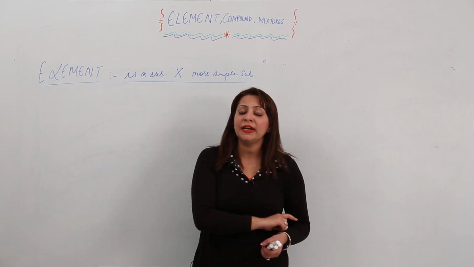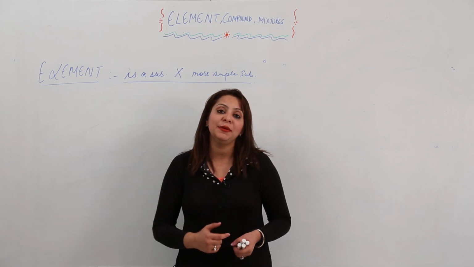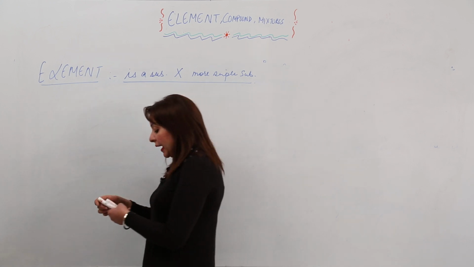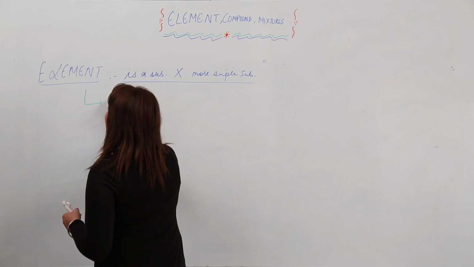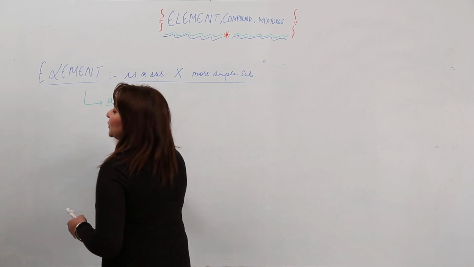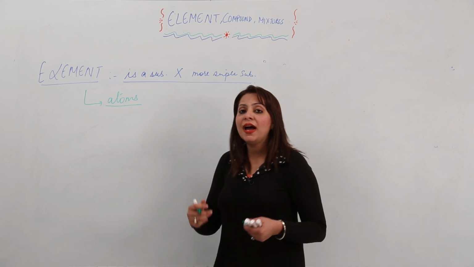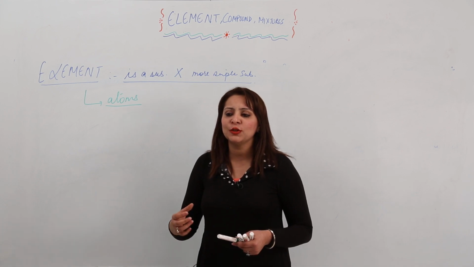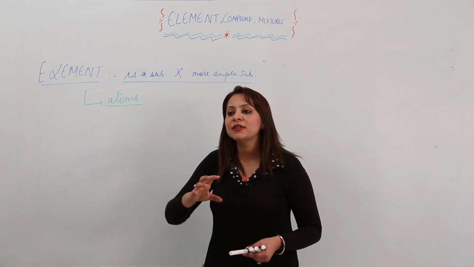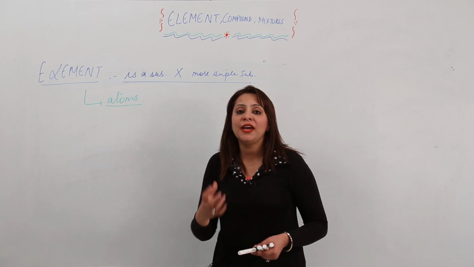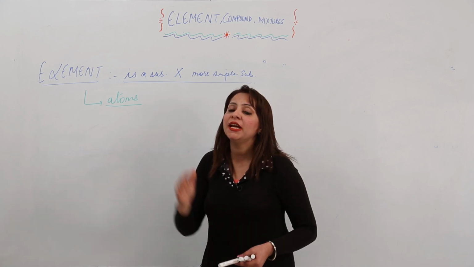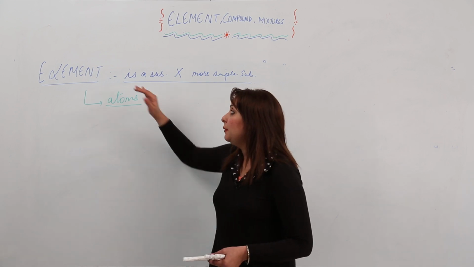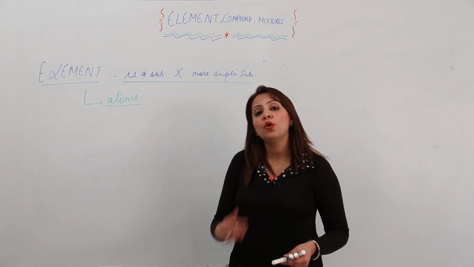Now the question must be striking in your mind: why can't this element be broken down into a simpler substance? The reason is that an element is made up of atoms, and you know the atoms are the smallest particles, right? We do have subatomic particles, but when we are talking about element, compound and mixture, we talk only till the atom, because those subatomic particles get changed. Whenever we are talking about the element, we take into consideration only the atoms, not the subatomic particles.